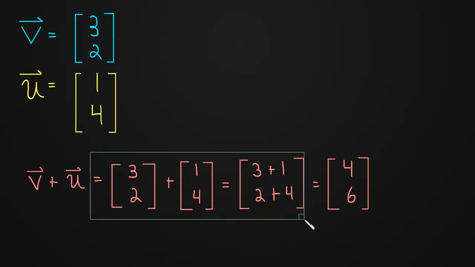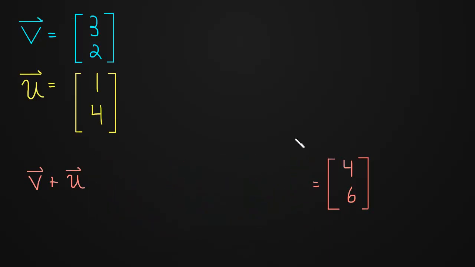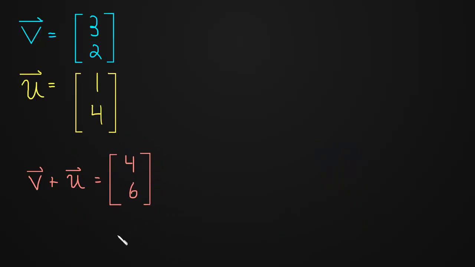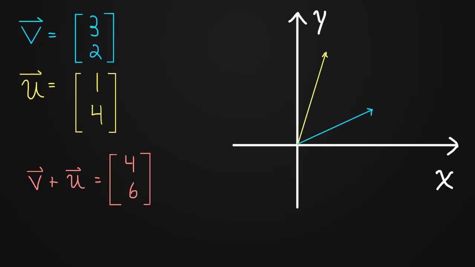Okay, so just to save some space, let me erase these steps here. I'll move this over. Okay, so let's now look at this on a graph. Here is u and v. U in yellow, v in blue.